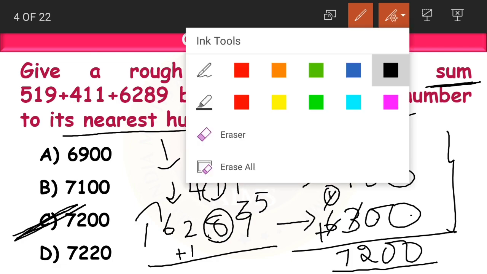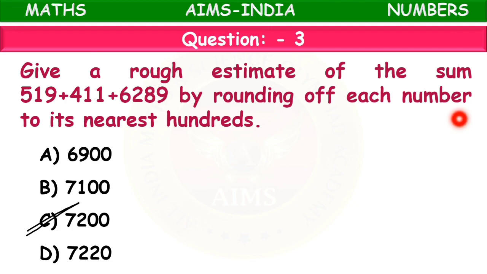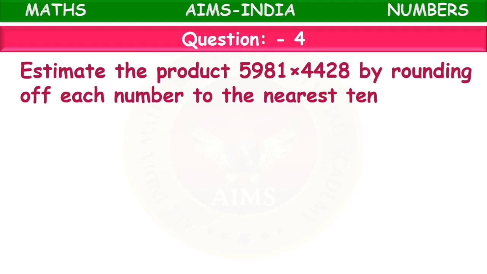Again, why do we do estimates, students? Why is it useful to do estimates? Because when we estimate the numbers, the calculation becomes easy, and it is not always necessary that we do calculations with such large numbers. When we have the option of estimating and getting the same answer easily, we prefer going the easier way, that is by estimating. So the correct answer here is option C, 7200. Moving to question number 4.